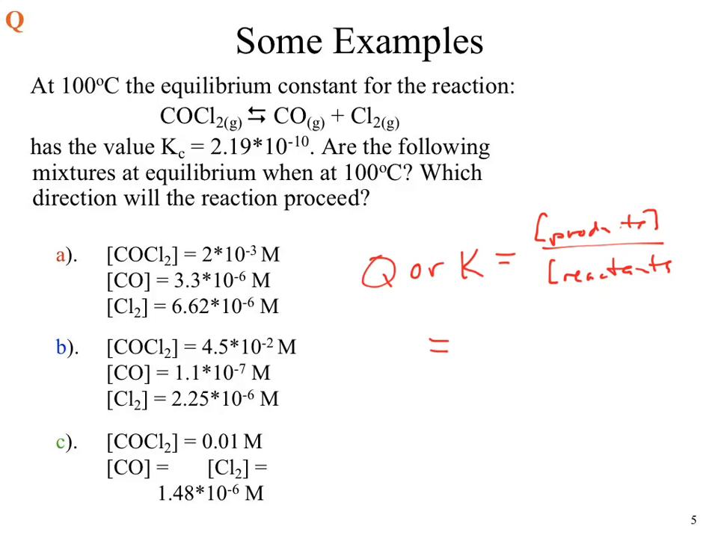What were our products? So we're looking at the concentration of carbon monoxide and chlorine, right? And chlorine. What are the exponential values for each of those terms? How do you know they're 1? No coefficients in our balanced equation. Technically, there's a 1 as a coefficient, but that's beside the point. Divided by the concentration of our reactants. What are our reactants?